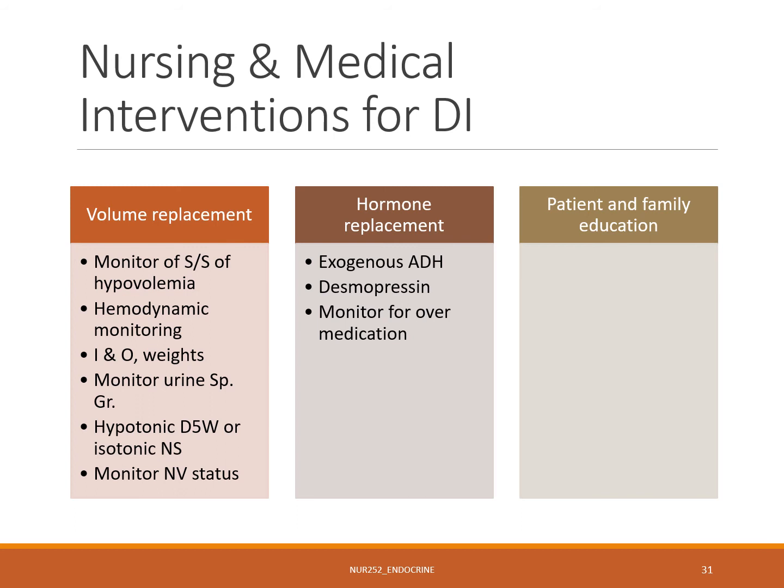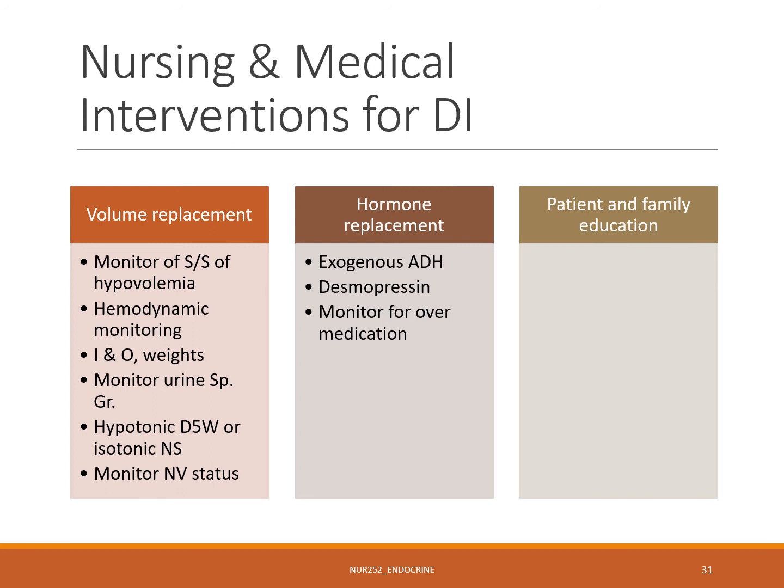Hormone replacement with exogenous ADH preparation is necessary due to a decreased secretion of arginine vasopressin in neurogenic DI. These ADH preparations enable the kidneys to conserve water. Intravenous forms of the medication are generally more potent and are absorbed more effectively. The medication most commonly used is desmopressin, which is a form of vasopressin.